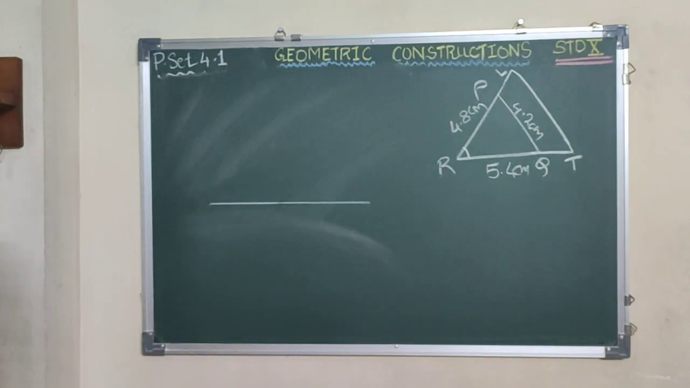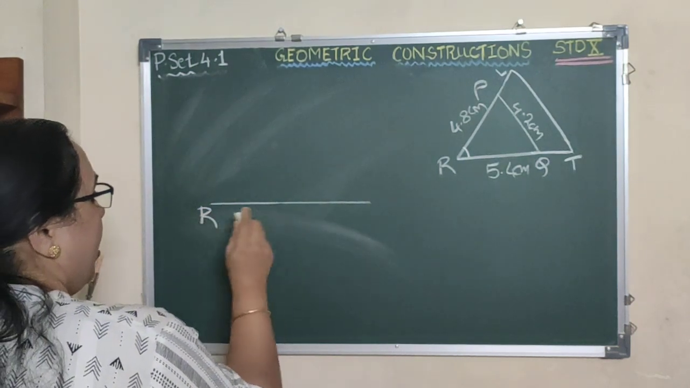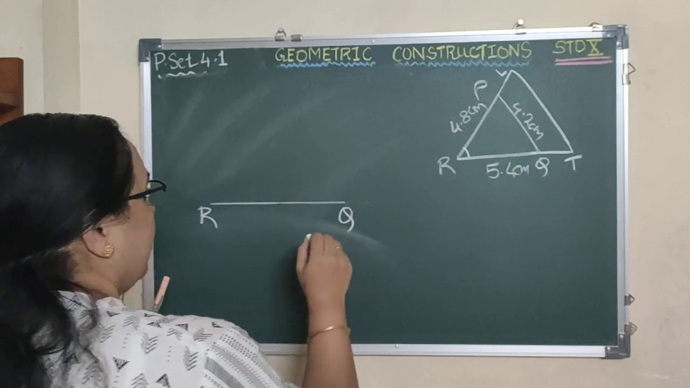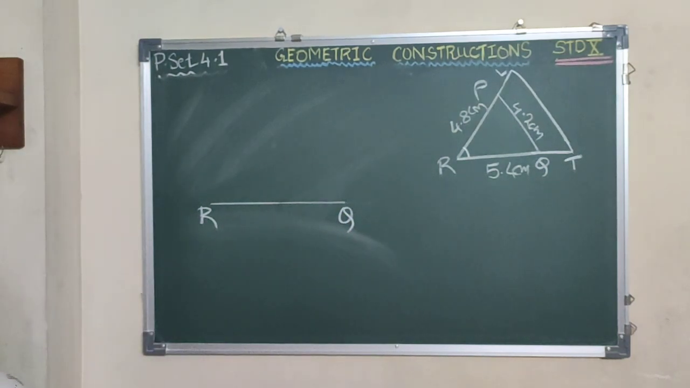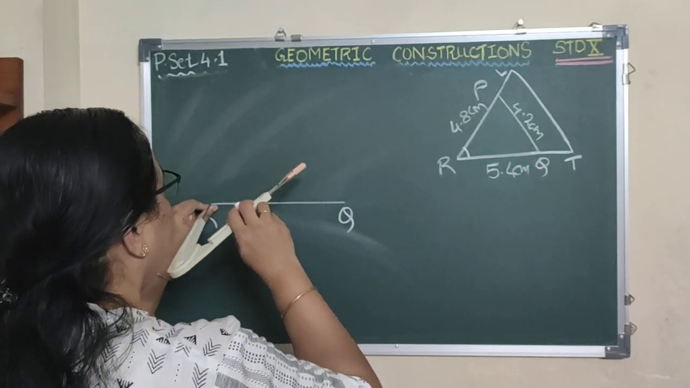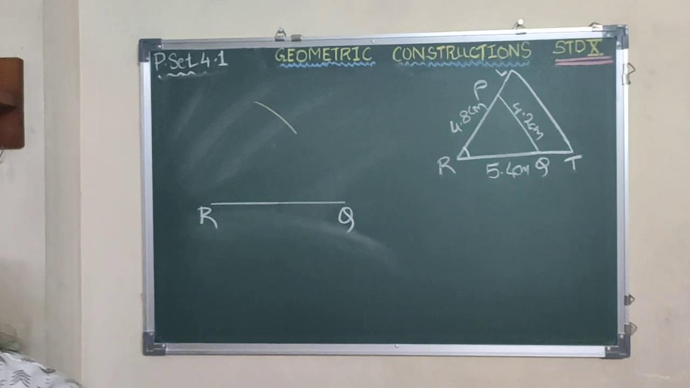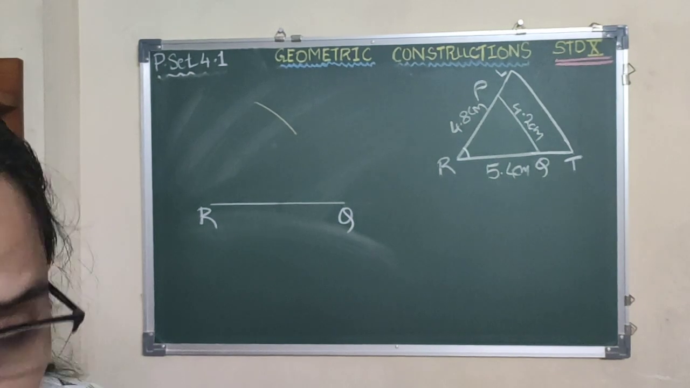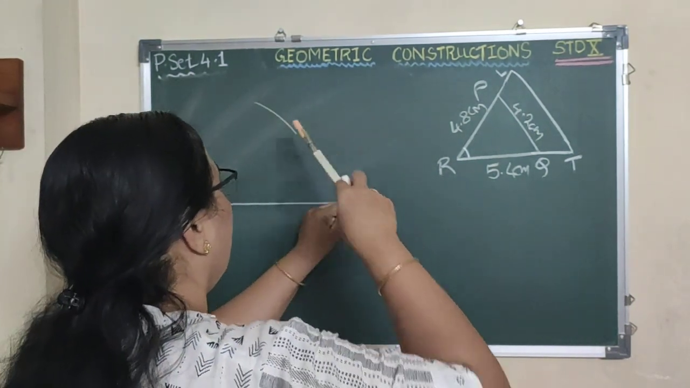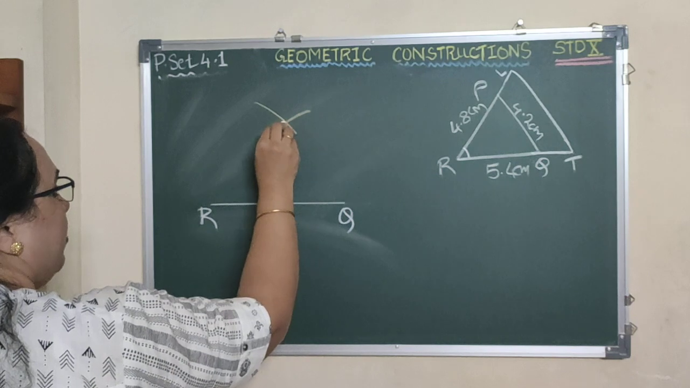So I draw 5.4. After drawing 5.4, next I have to draw the triangle. I have done this 5.4, with points R and Q here. Now I have to take 4.8 from point R, that will give me the point P, and 4.2 from point Q will help me to complete the triangle PQR. So let us complete the triangle PQR.